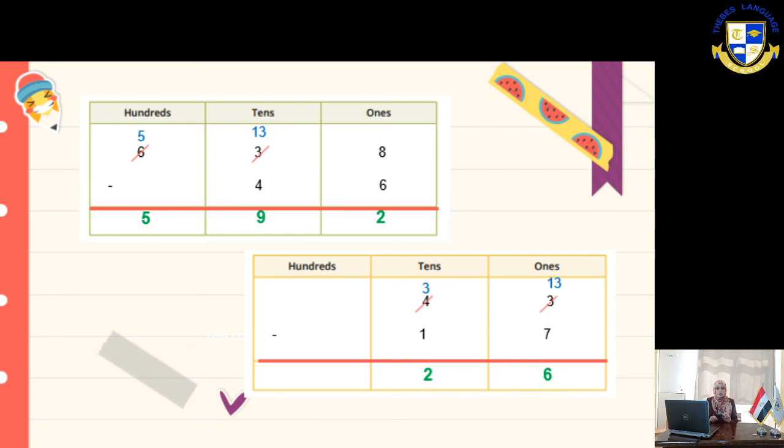This is how you do regrouping, maybe once or twice in the example, if you have hundreds, tens and ones. Thank you and see you next time.